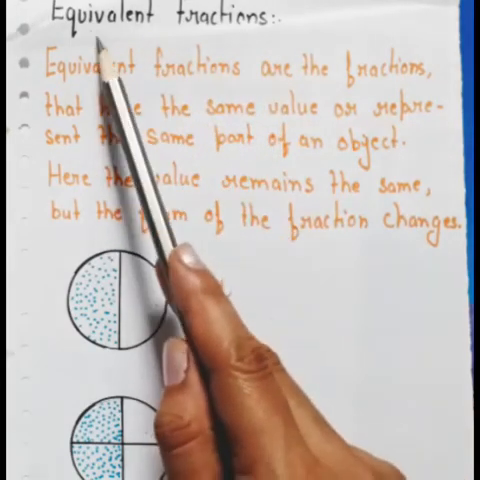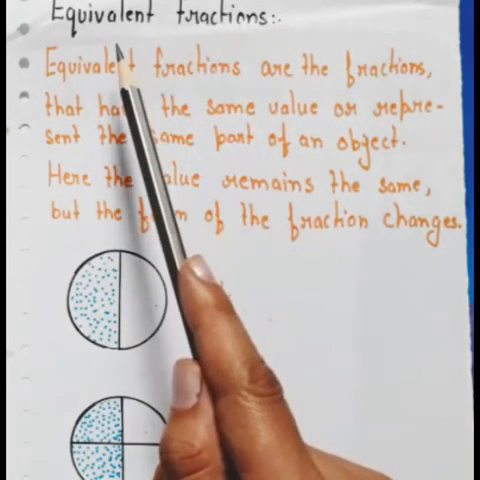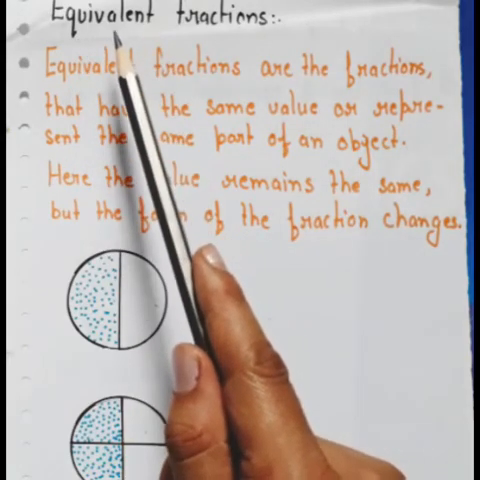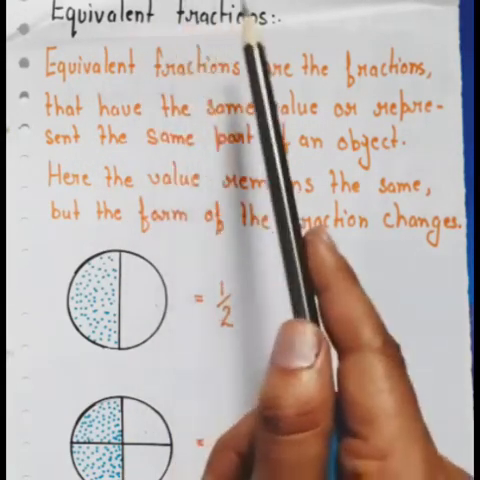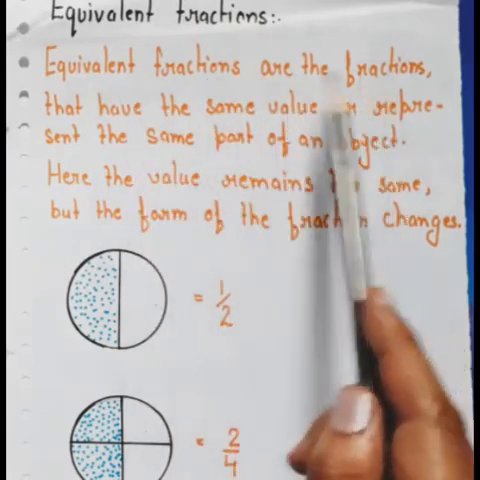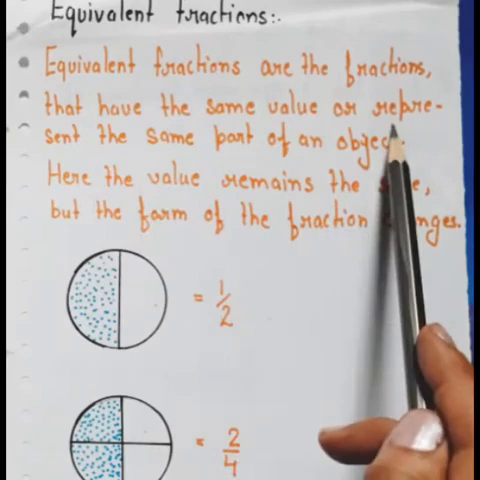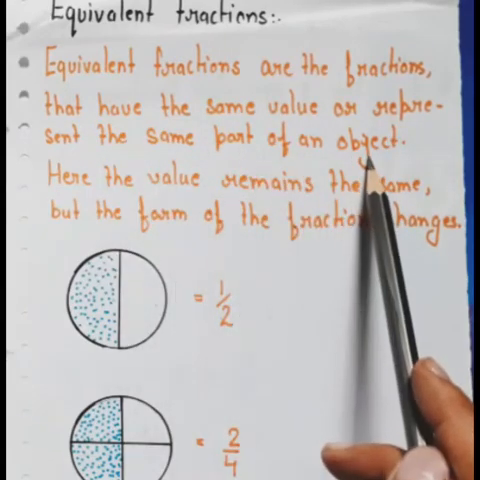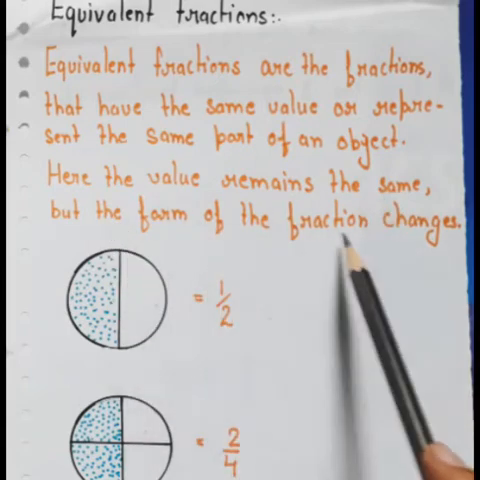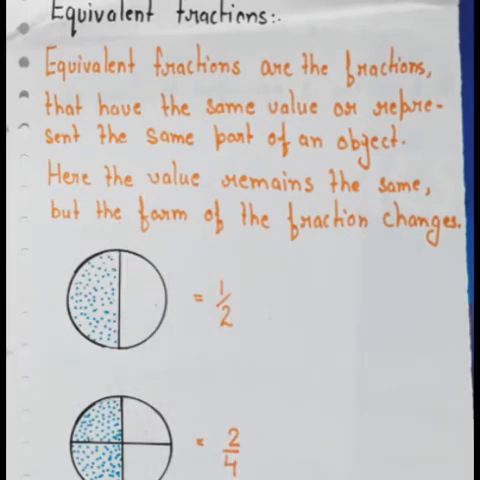Next we are having equivalent fraction. Now equivalent means equal value. So the fractions which are equal in value are known as your equivalent fractions. Equivalent fractions are the fractions that have the same value or represent the same part of an object. Here the value remains the same but the form of the fraction changes.